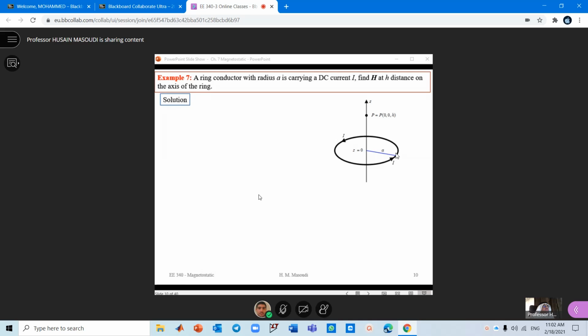So if I take dl here, and I apply the right hand rule, the magnetic field is going to point along this direction. So it will have two components. One is a z component and the rho component. But the rho components will cancel each other. Why? Because of the symmetry. Excellent, Omar.